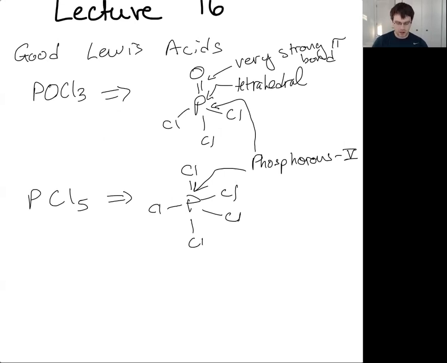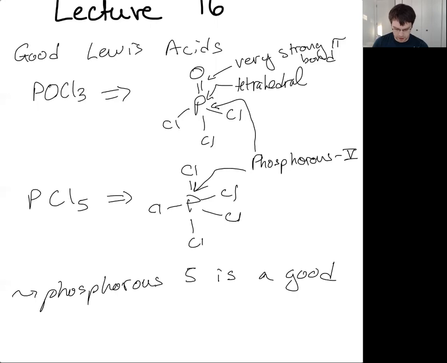So these are, just in general, phosphorus 5 is a good Lewis acid, especially when bonded to chlorine or other halogens.